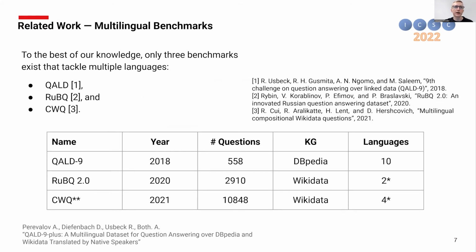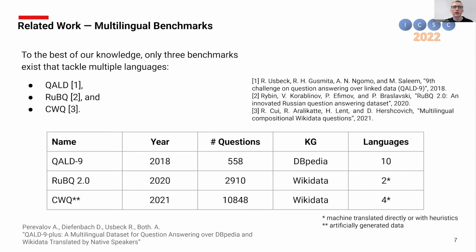So the first one is QALD-9, which is the most updated version of the QALD series of datasets. It works over DBpedia and has 558 questions in 10 languages. The second dataset is RuBQ. The latest version is number 2.0. It has questions over Wikidata in 2 languages and almost 3,000 questions. The most recent dataset, CWQ, contains 10,000 questions over Wikidata in 4 languages. However, we have to say that the last 2 datasets contain machine-translated questions. And the most recent, freshest dataset, CWQ, also has artificially generated data.